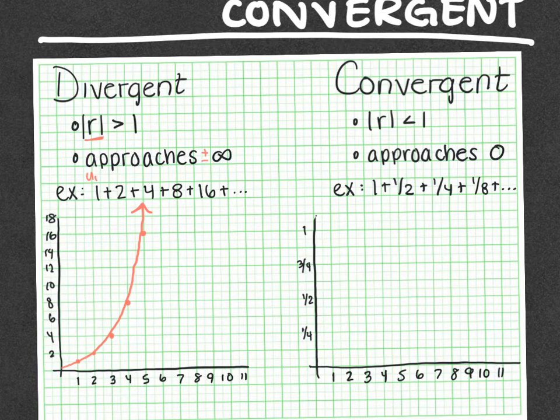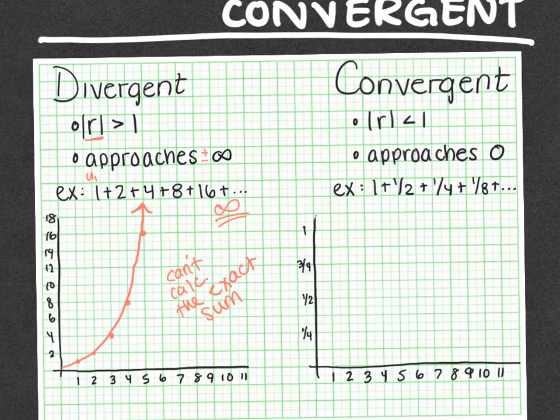Because of this, if I keep adding bigger and bigger terms, I cannot actually calculate the sum because it's just going to go to infinity, okay? So when we have a divergent series, we can't calculate the exact sum, again, because it would just be infinity.